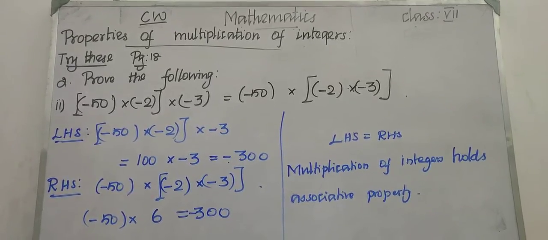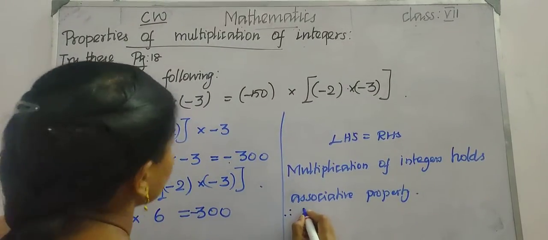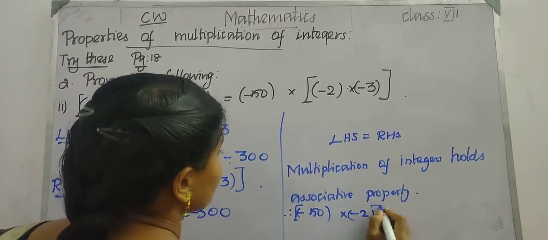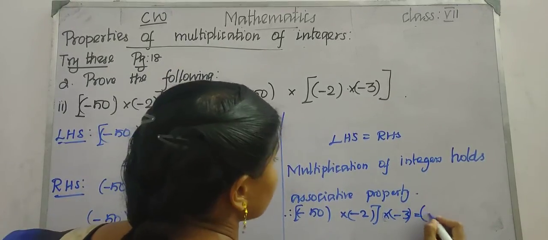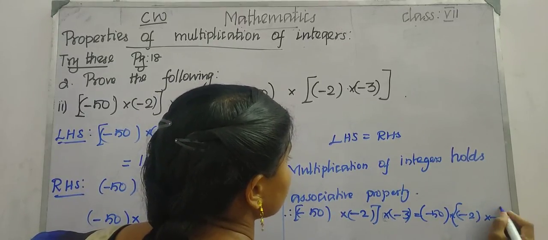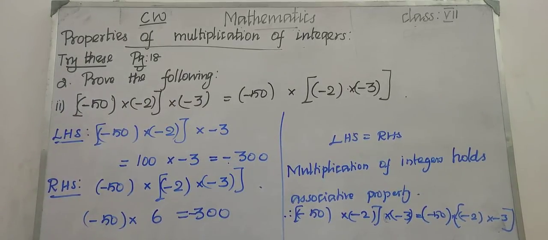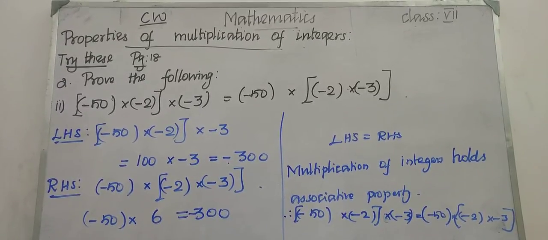Both are equal. Okay, so write this. Simply at the last write this. Therefore (minus 50 into minus 2) into minus 3 equals minus 50 into (minus 2 into minus 3). Okay children, write like this and complete. Okay, let us see the next one, the third one. Children, pause the video and copy it in your notebook.